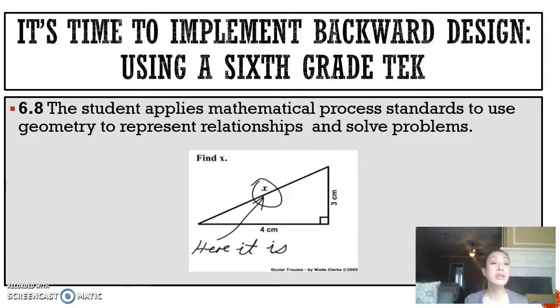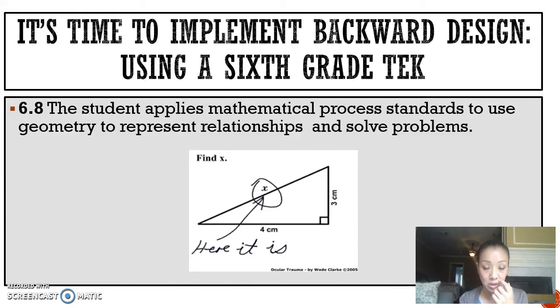Okay, so now that we know the 3 stages of backward design, let's go ahead and practice implementing backward design on one of our 6th grade TEKS. So what I decided was 6.8, the student applies mathematical process standards to use geometry to represent relationships and solve problems.